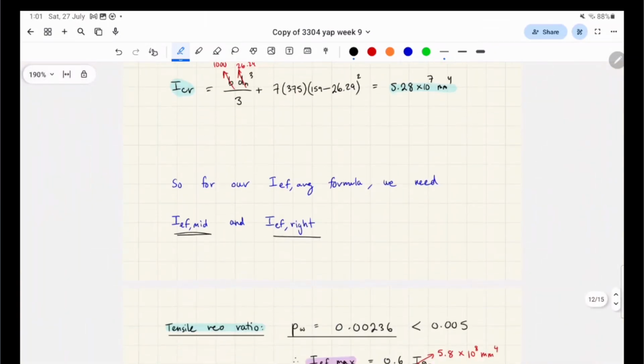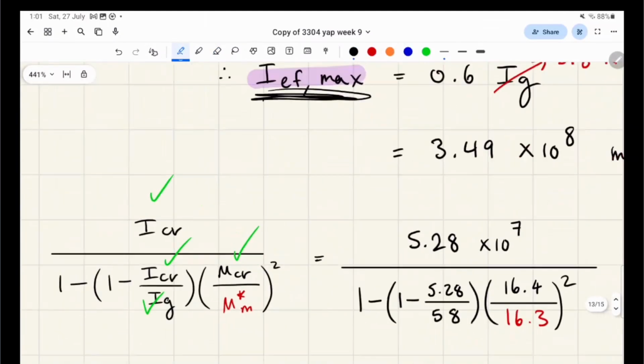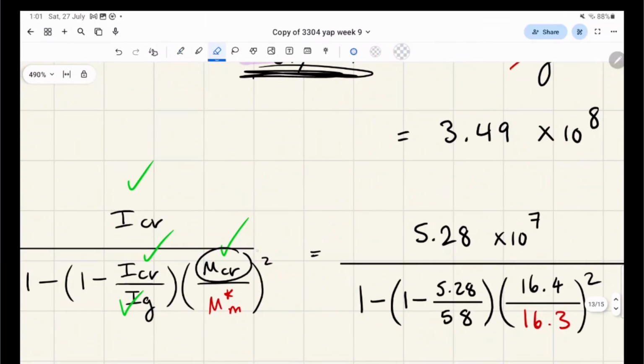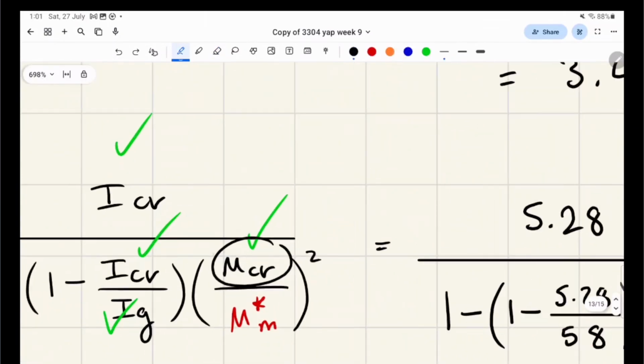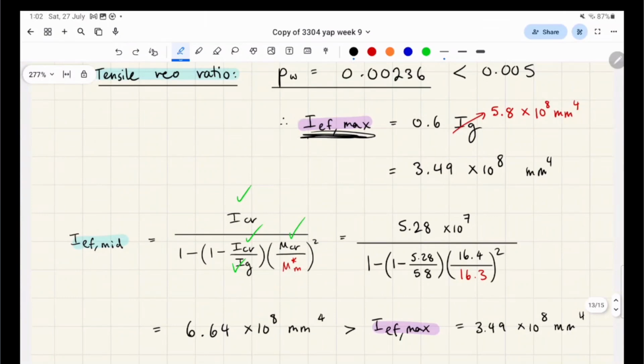So what I've done in this formula is, IG goes on the bottom, but do you see how I've written it like that? Because it's just a ratio between those two numbers. You don't have to write the times 10 to the 7. Same thing with M cracked and MM. It doesn't matter if you have them in Newton millimeters or kilonewton meters, because if you convert them to Newton millimeters, you're just going to be dividing out 10 to the 6 anyway. So just keep that in mind. The bottom is unitless basically.